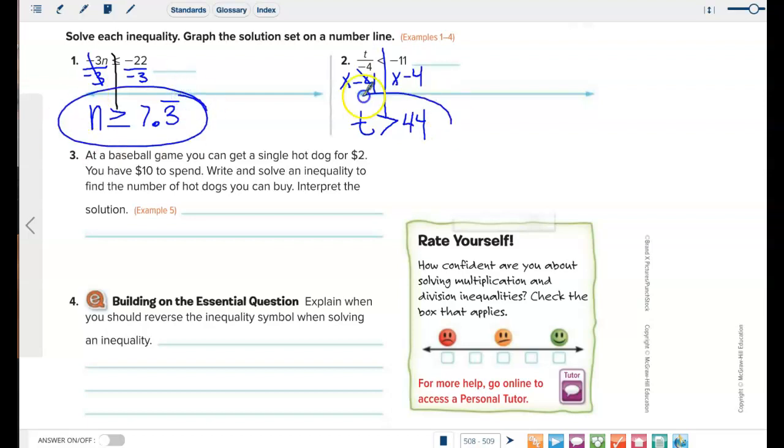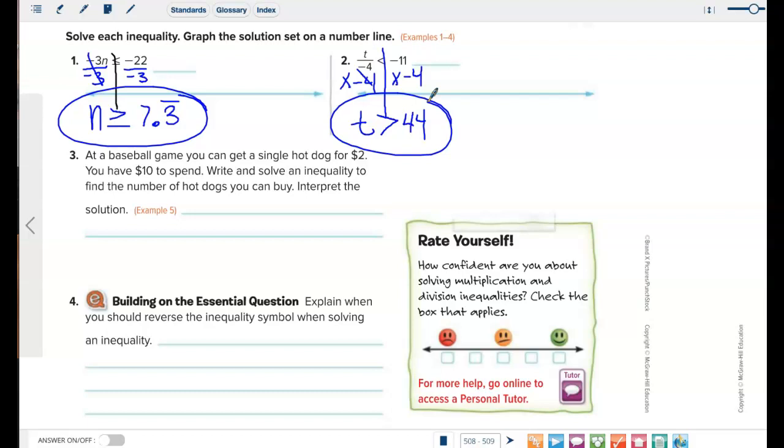I would explain it if we were in class in more detail and kind of show you the meaning behind all of the switching of the signs, but I don't want to confuse you or overwhelm you, so I'm just going to tell you the rule for now, that when you multiply or divide by a negative number, switch your sign. All right, number 3.